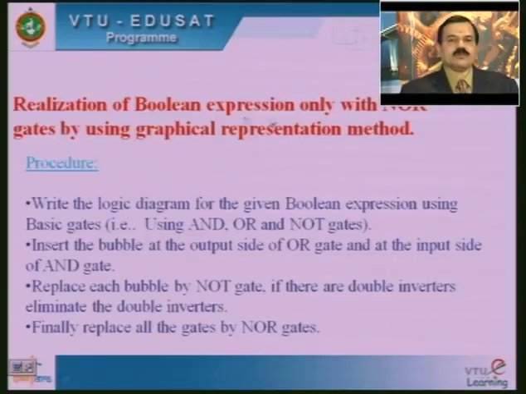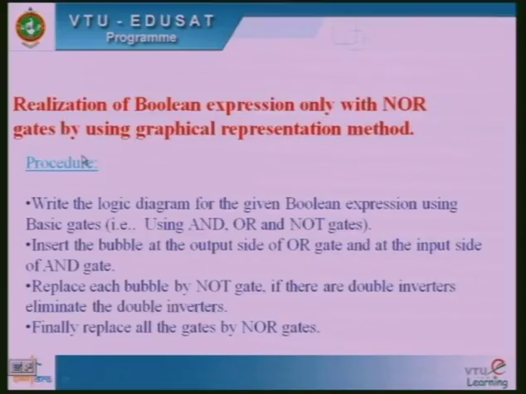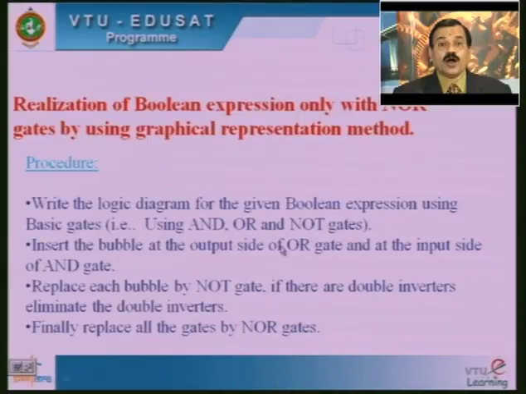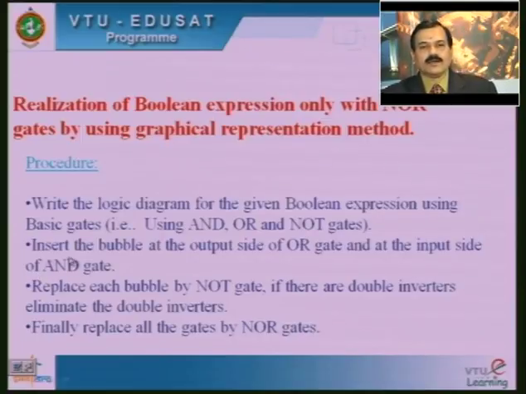Next, the realization of the Boolean expression only with NOR gates by using the graphical representation method. So here, by using only NOR gates, the given expression must be implemented. Therefore the first point it tells: write the logic diagram for the given Boolean expression using basic gates, that is using AND or NOT gates, and further insert the bubble at the output side of the OR gate, and see how many NOR gates are going to appear in the circuit.